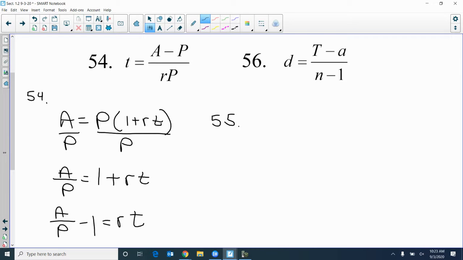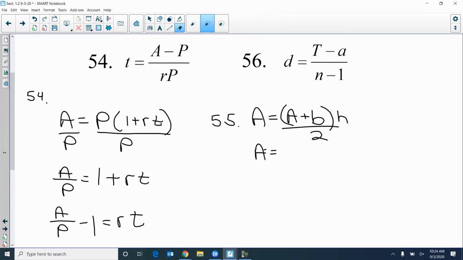So 55, where's our problem? A equals quantity A plus B times H. What are we solving for? H. Solving for H? What did you do first, Aubrey? Multiply both sides by 2. Oh, was there a 2 in front? Was it 2 times A plus B? It's over 2. Oh, over 2.